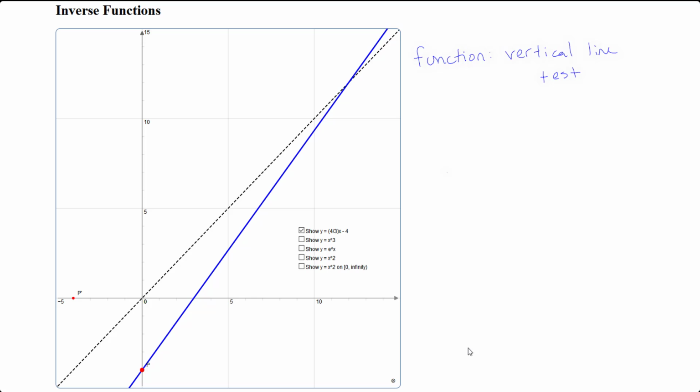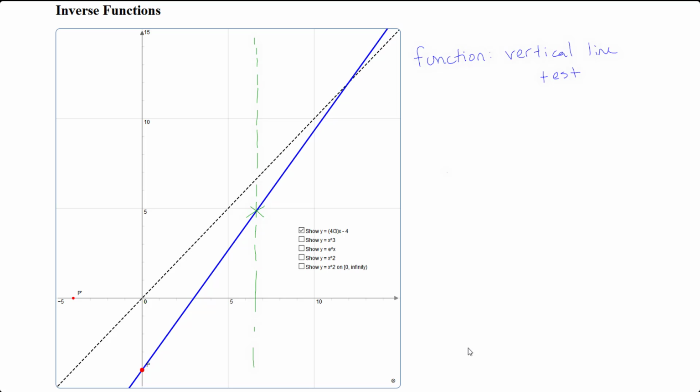And the vertical line test means that if you can draw a vertical line at any point along the graph, and it only touches one point, or at most one point, then the graph is referred to as a function. But if it crosses two or more points, it's not a function.